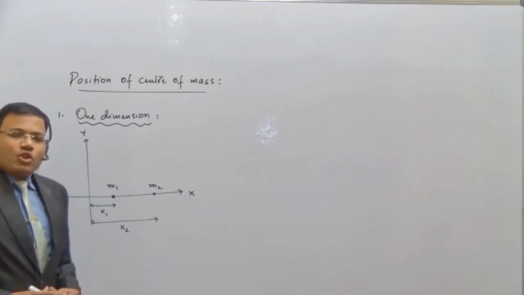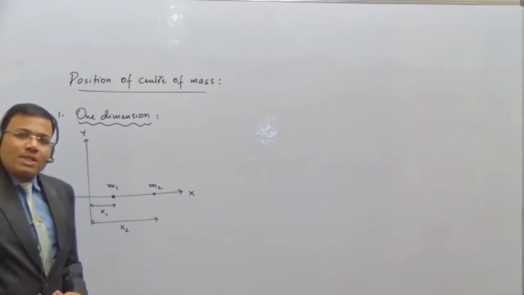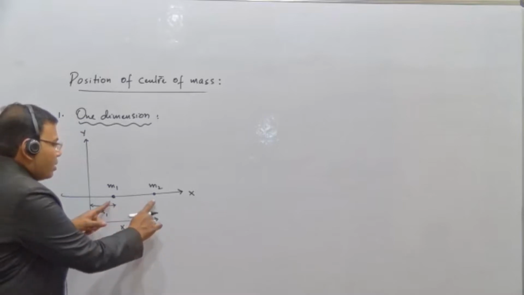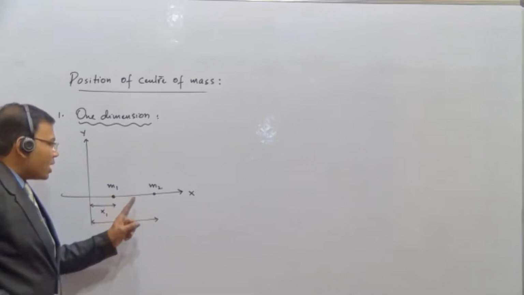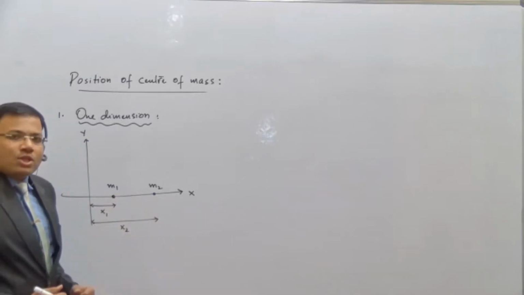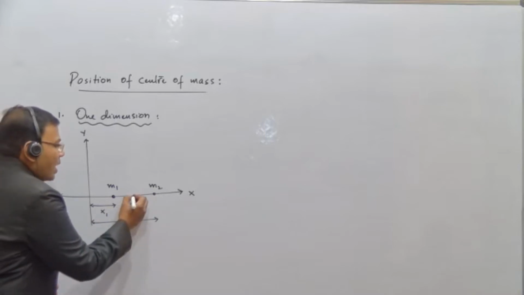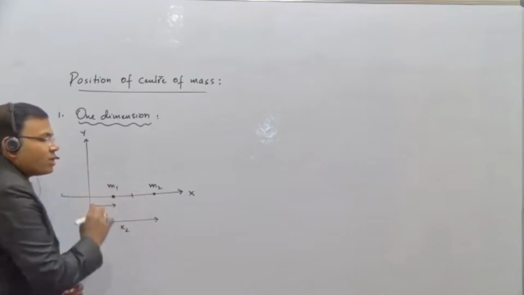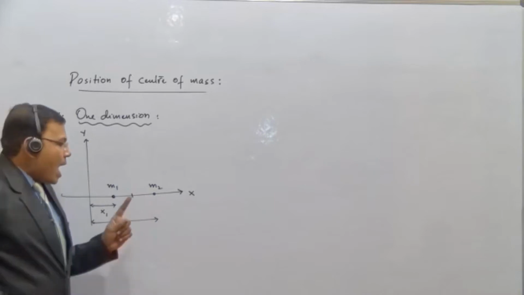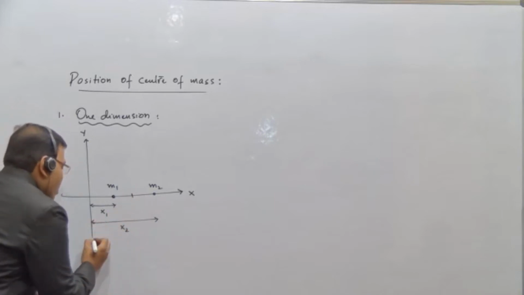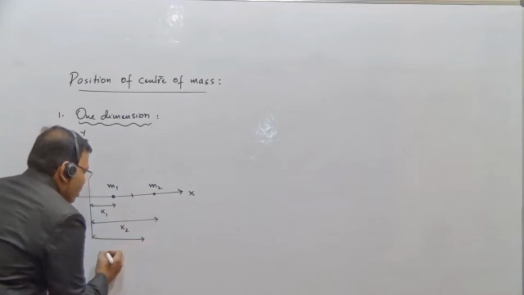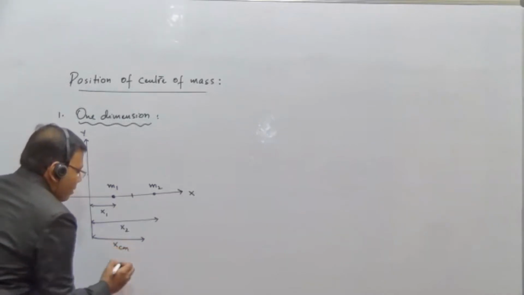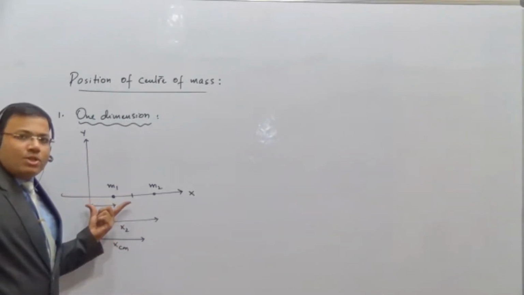Now, where is the center of mass? The center of mass always lies in between these two points, that is this point as well as this point. So where is the center of mass? We don't know. Suppose I consider the position of the center of mass is this one. And how much is this distance from the origin? I consider from here to here, that is xcm. This is xcm I am considering.